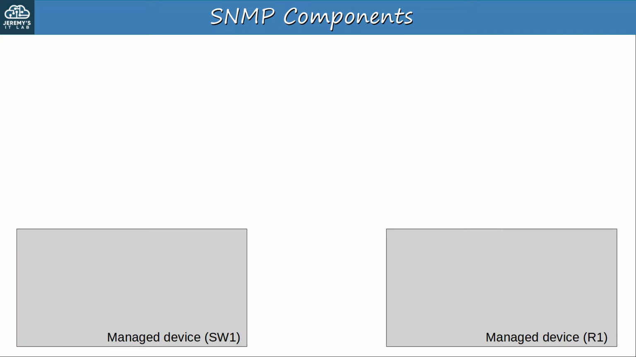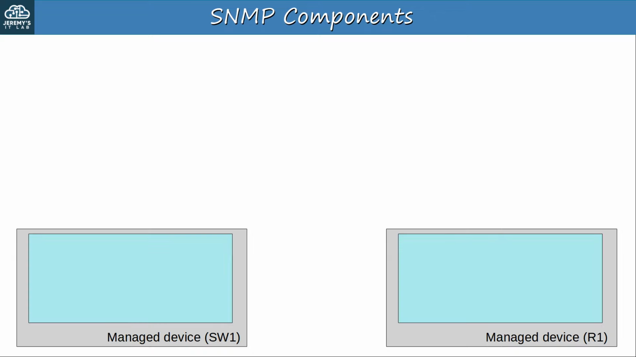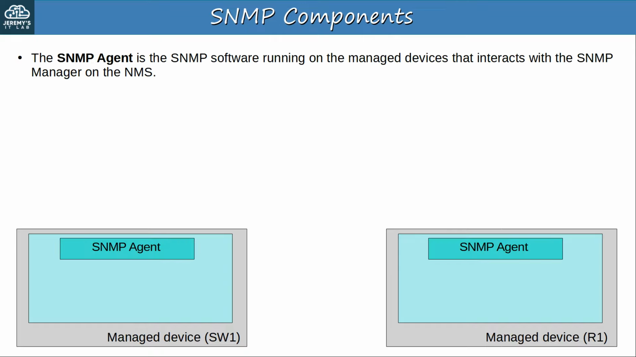There are plenty of free and commercial SNMP applications available. This screenshot is from SolarWinds. Next, let's look at the managed devices, switch 1 and R1 from our example before. This blue area represents the SNMP entity on the managed devices. These devices are a router and a switch, so of course SNMP is just a part of what's running on these devices. The first component is the SNMP agent. This is the SNMP software running on the managed devices that interacts with the SNMP manager on the NMS.